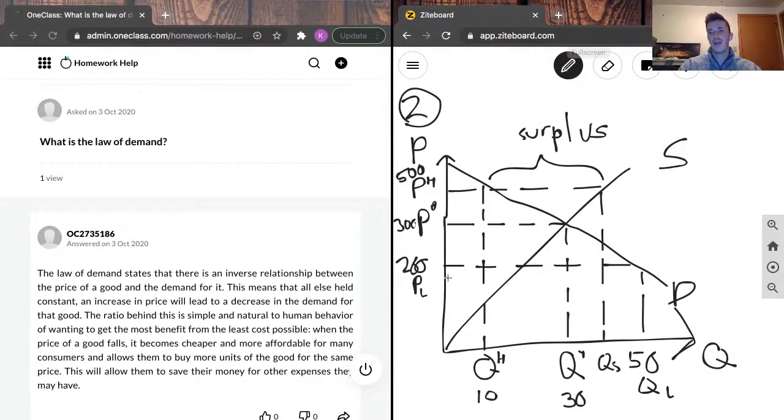On the other hand, when the price is low like this, we see the quantity demanded is quite high. There are 50 snowblowers being demanded, but it crosses the supply curve here. And the quantity being supplied is actually quite low. So in this case, we will have a shortage.